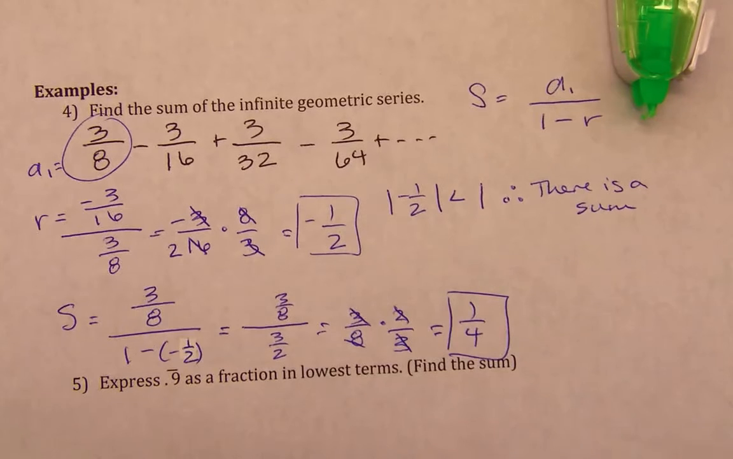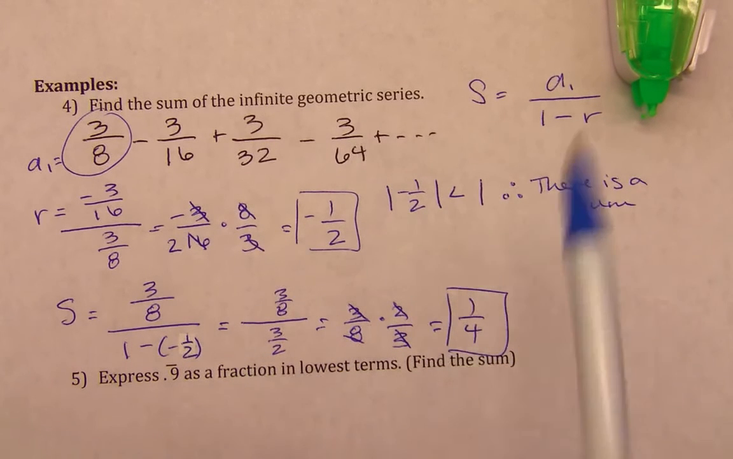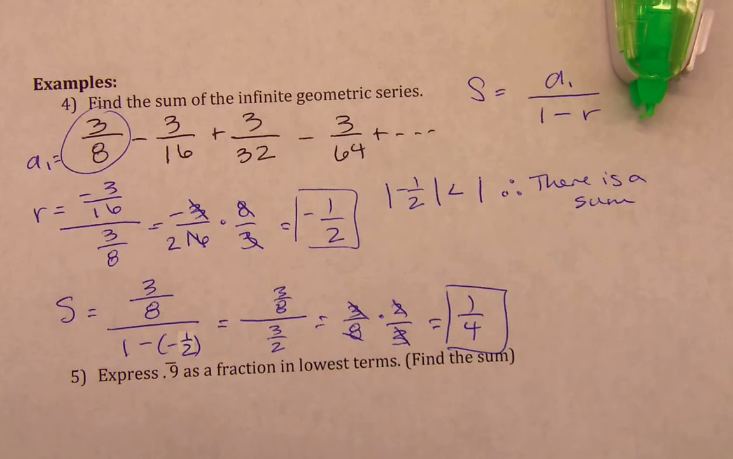So what this is saying is that if I was able to add up infinitely many numbers in this sequence, my sum would equal 1/4.